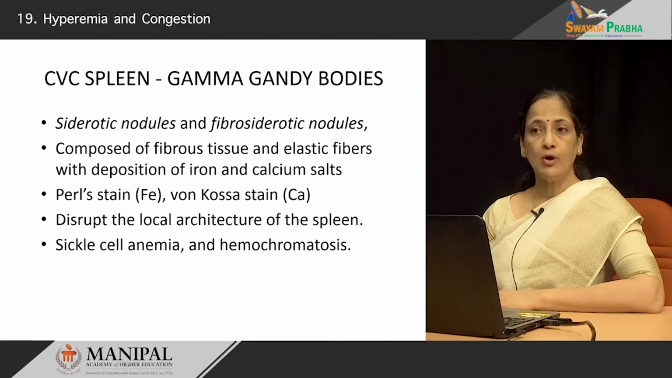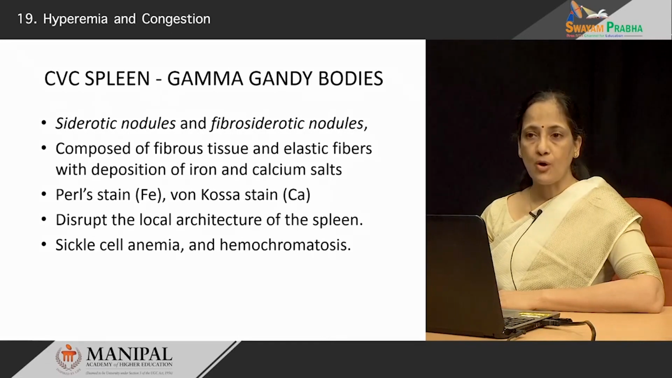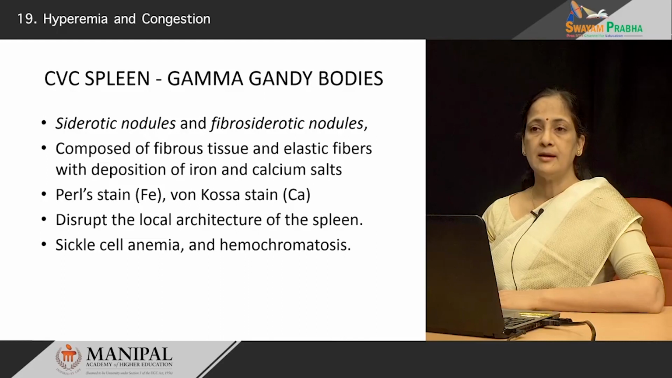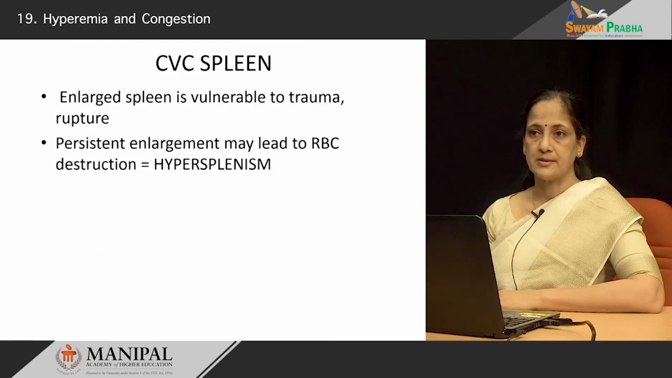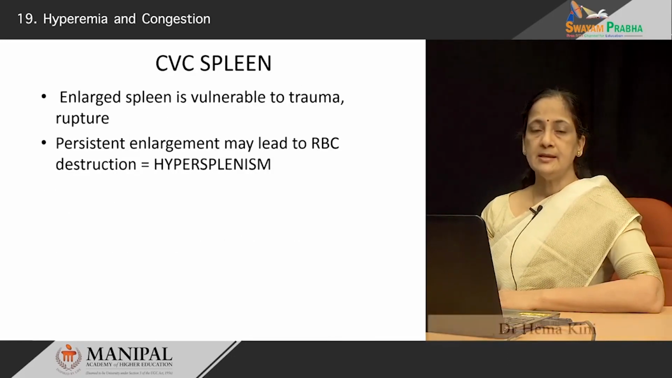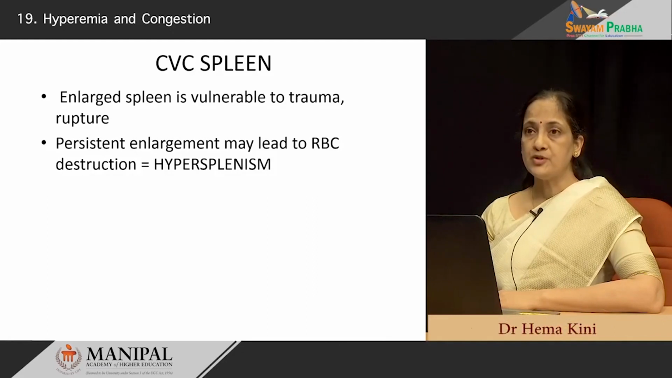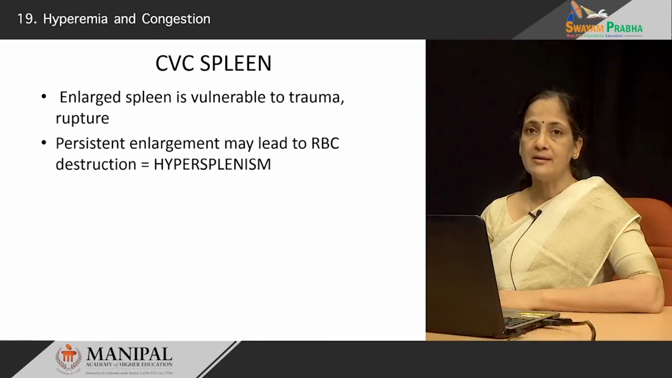It will also stain with the von Kossa stain. Von Kossa stain is used to demonstrate calcium in the tissue. These fibrotic scars disrupt the local architecture of the spleen. Besides CVC spleen, Gamna-Gandy bodies can also be seen in the spleen in patients having sickle cell anemia or hemochromatosis. In CVC, the enlarged spleen can be moderately to markedly enlarged and is very friable. Therefore, it is prone to rupture when there is minor trauma as well.